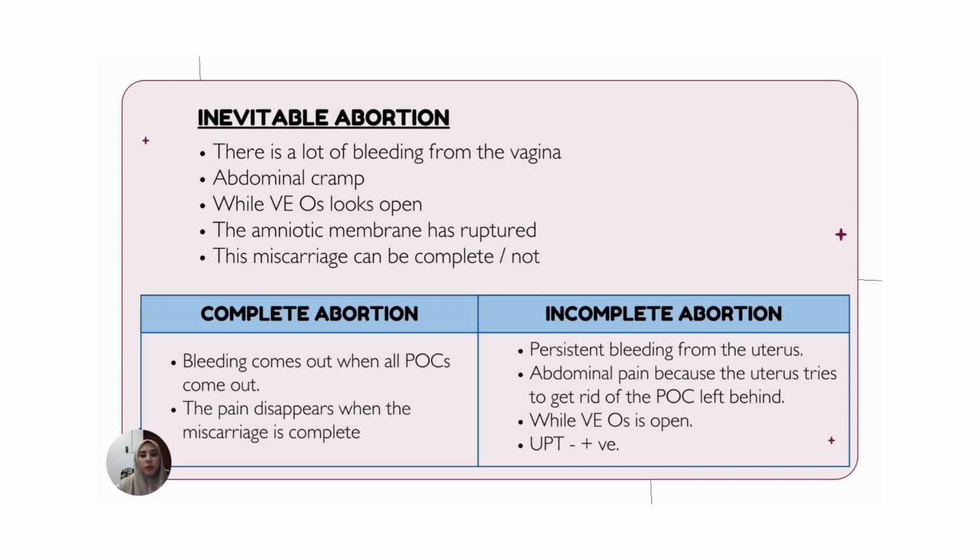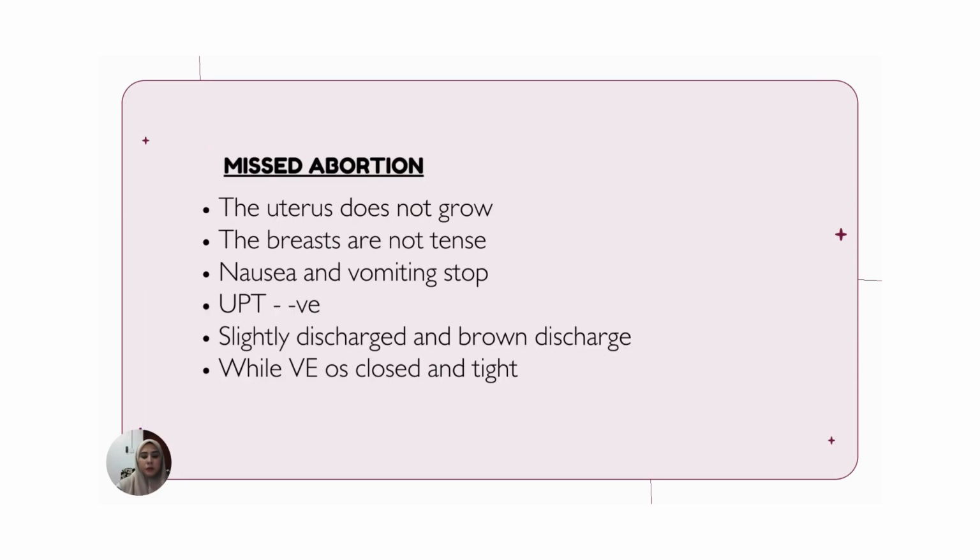For the incomplete abortion, the signs and symptoms are persistent bleeding from the uterus and abdominal pain because the uterus tries to get rid of the products of conception left behind, while the vaginal examination shows the os open and the urine pregnancy test is positive. For the missed abortion, the patient will have symptoms of the uterus not growing, the breasts not tense, nausea and vomiting stopping, a negative urine pregnancy test, slight brown discharge, while the vaginal examination shows the os closed and tight.